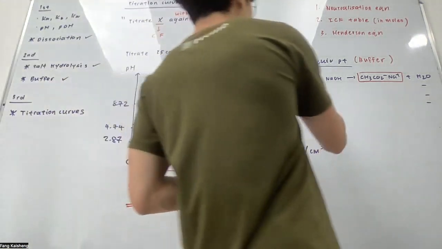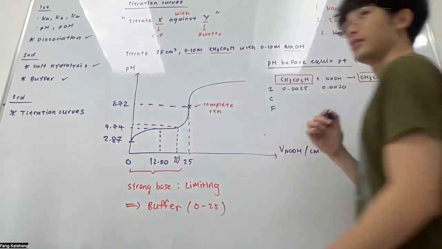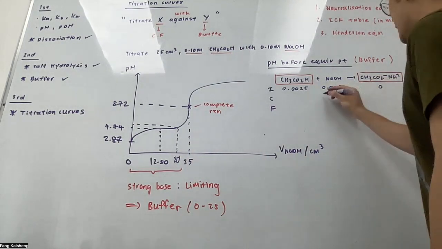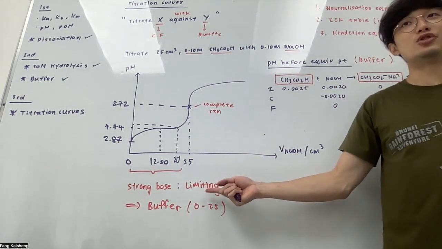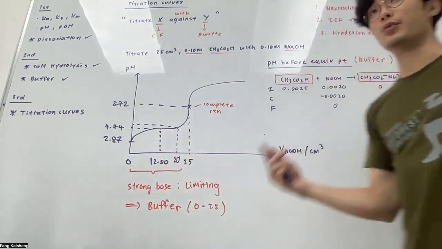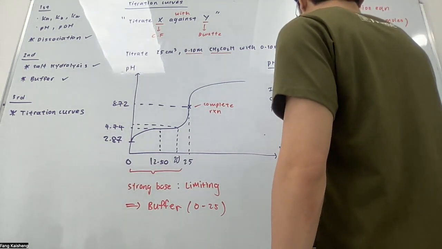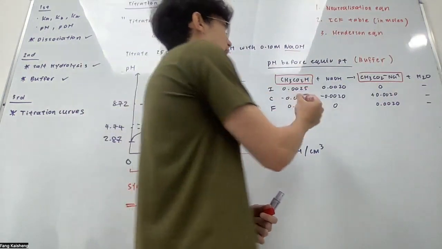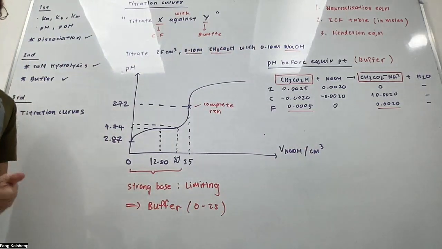In the table, the acid is 0.0025, the base is 0.0020, because they add 20 cm3. The limiting reagent is still the strong base. Can you all see it? If the strong base is still the limiting reagent, which happens within this zone, that means you will eventually still get a conjugate base. You have a portion of acid and conjugate base. So how should we do this?